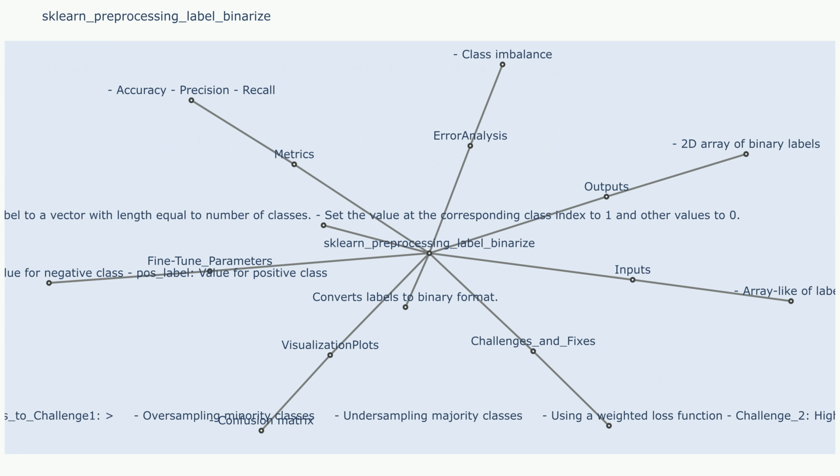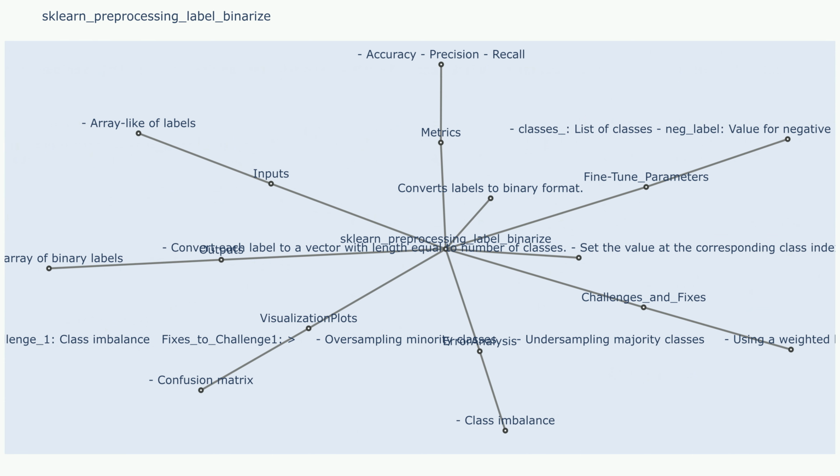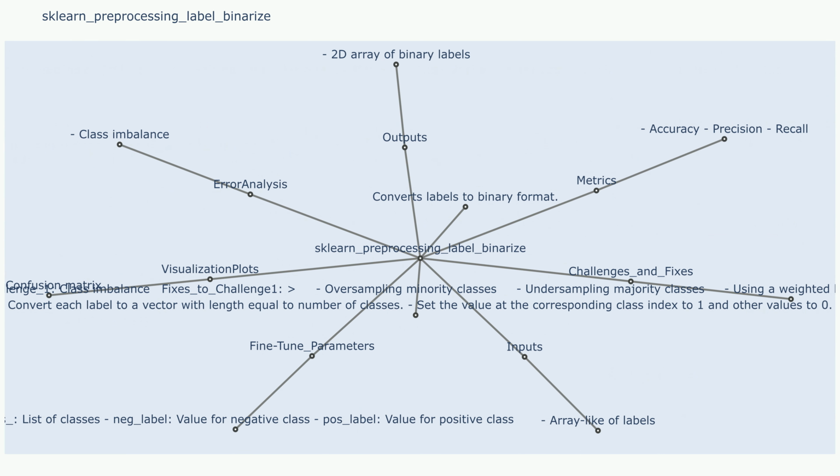Outputs. Y, a binary matrix where each row represents a sample and each column represents a class. The value in each cell indicates whether the corresponding sample belongs to the corresponding class (1) or not (0). Classes is a list of the unique classes in the dataset.